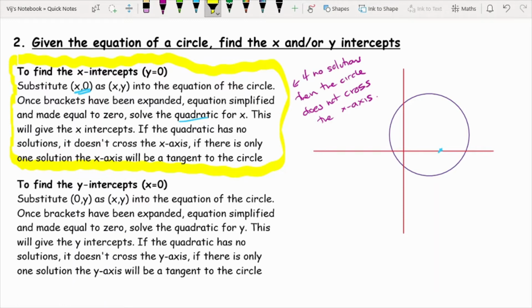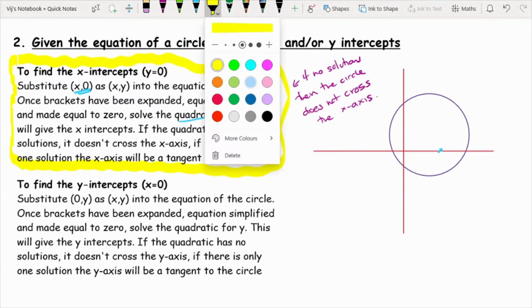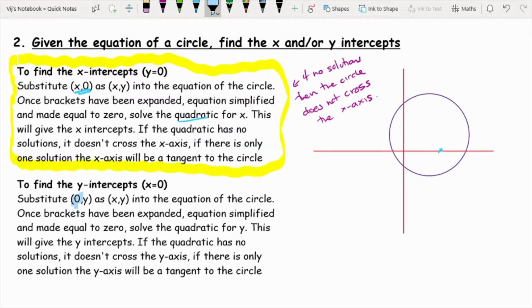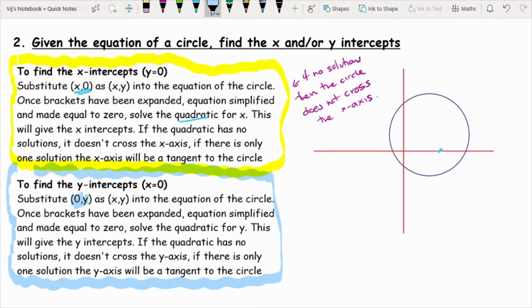Now, in a similar aspect, to find out where it crosses the y-axis, all we need to do is the exact same. However, this time what we do is we substitute x for 0 and keep y. And again, we substitute those numbers into the equation of a circle, which then will end up with an equation that just involves y's. We turn it into a quadratic equation, make it equal to 0, go on and solve it, and the answers to that would give our respective y ordinates of where it crosses the y-axis.